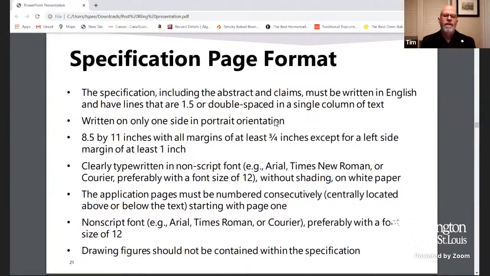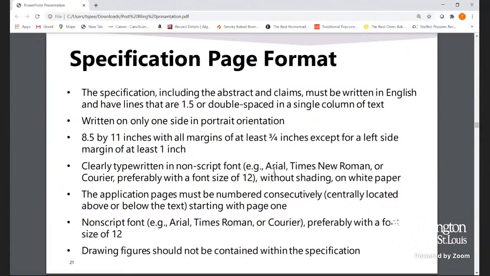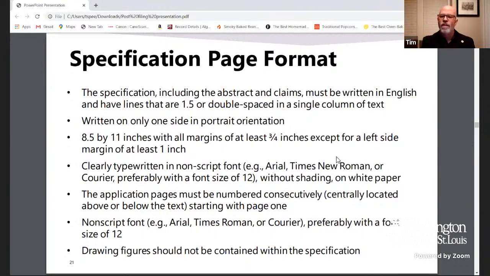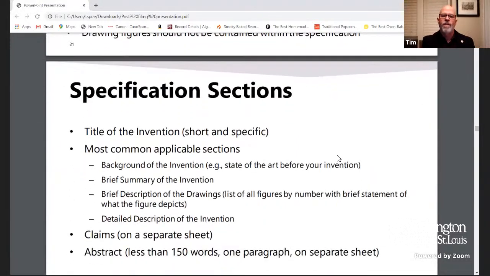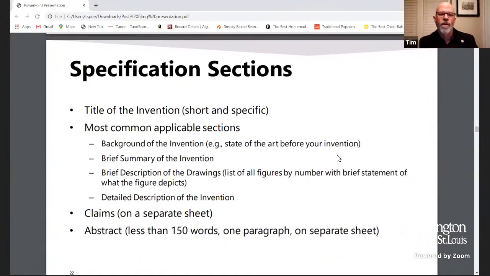You have to number the pages consecutively. There are requirements on font, all that sort of stuff. Once you get ready to prepare this, when you're actually writing the application, you'll want to look into these things. All this stuff is on our website. You could come to us in Detroit, you could give us a call, and we can give you information about what the formal requirements are.